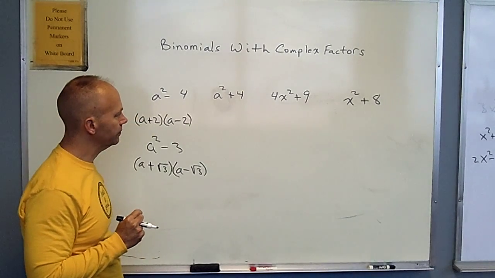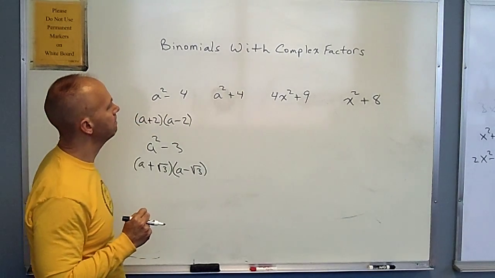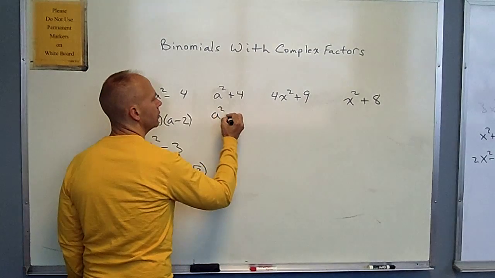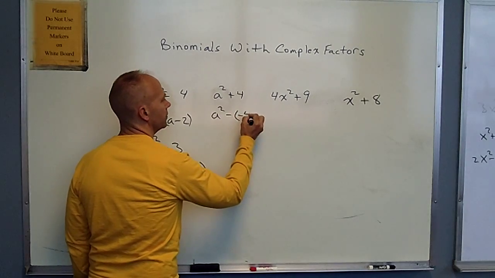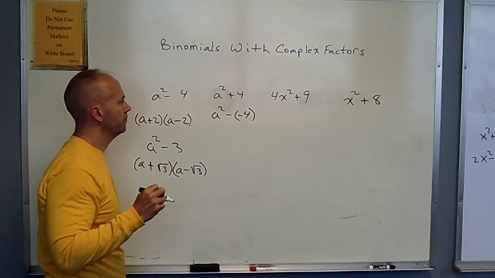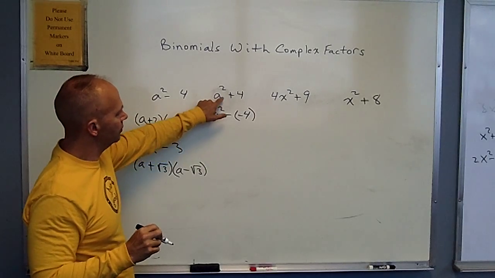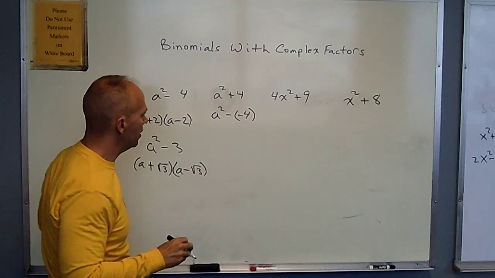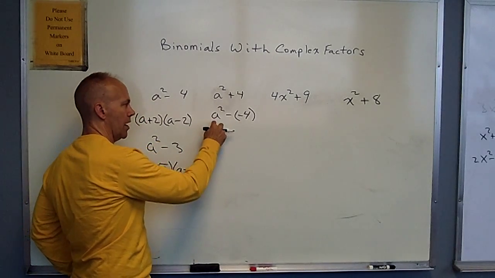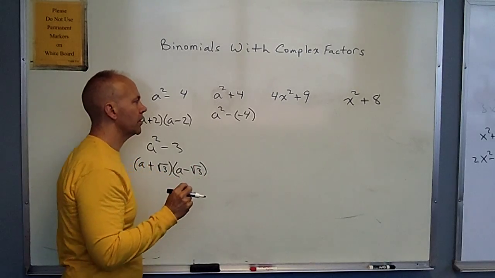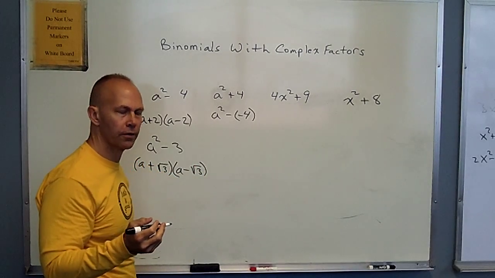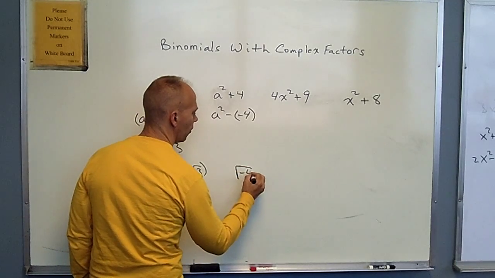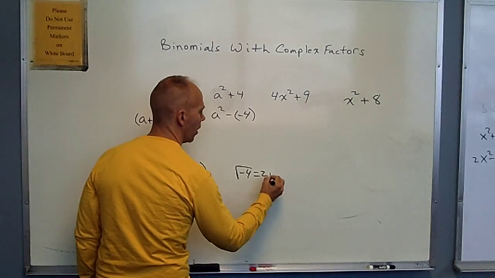Now, we said that if we have a sum of squares, though, we did not have a method for factoring this. Well, all that's going to change now, because we can rewrite this so that it is a difference of squares. I've got a squared plus 4, I can rewrite as a squared minus a negative 4. Now I've got a difference of squares. Well, is negative 4 something squared? Well, yeah. The square root of negative 4 is 2i.